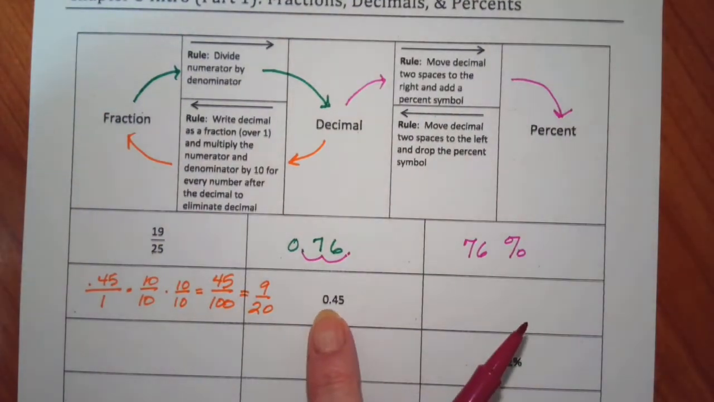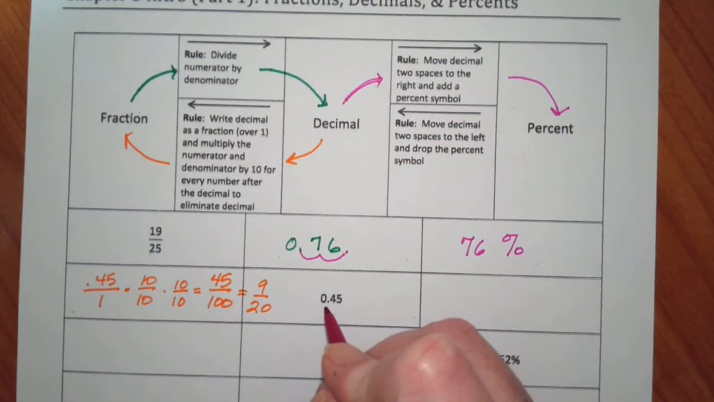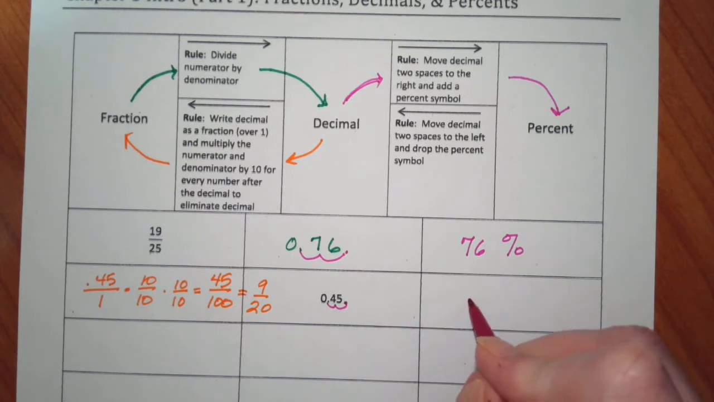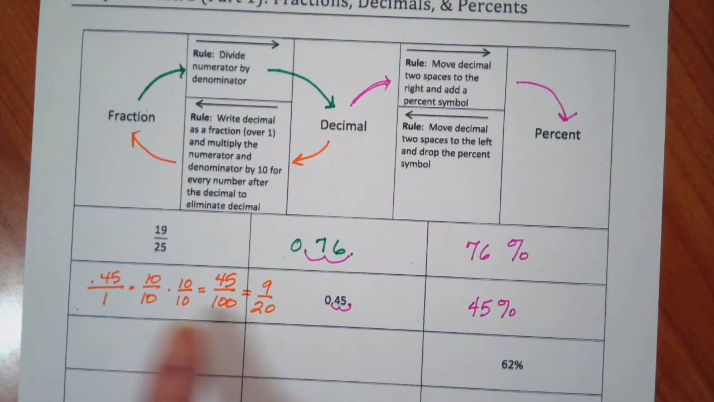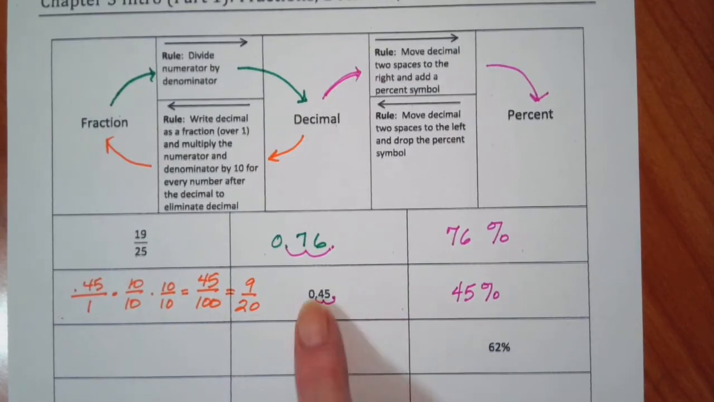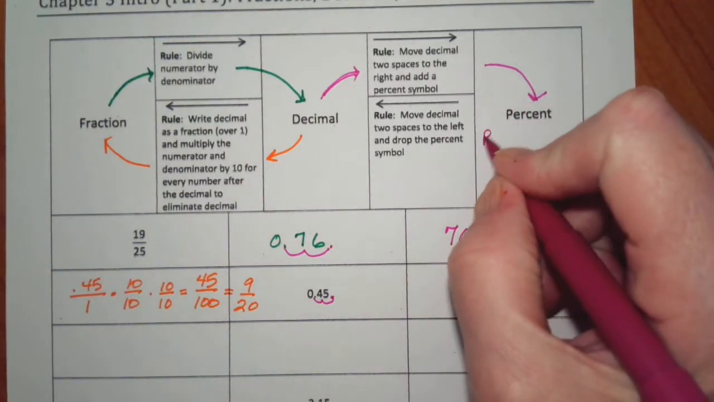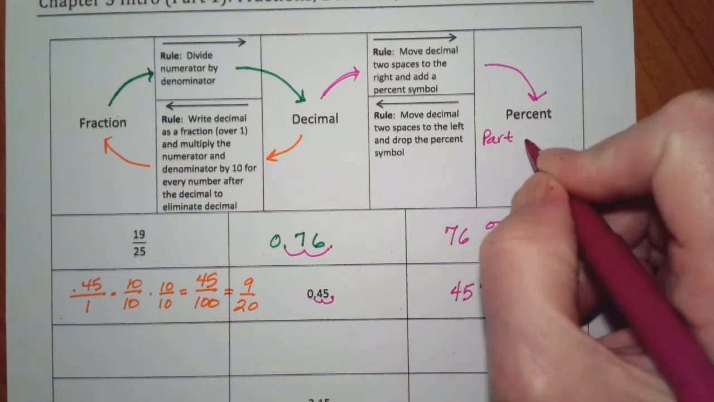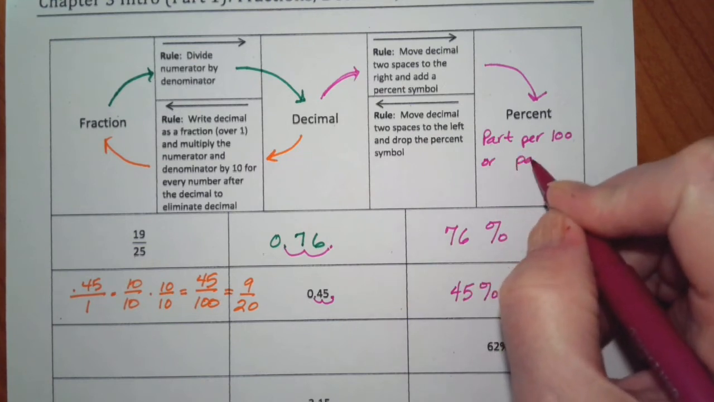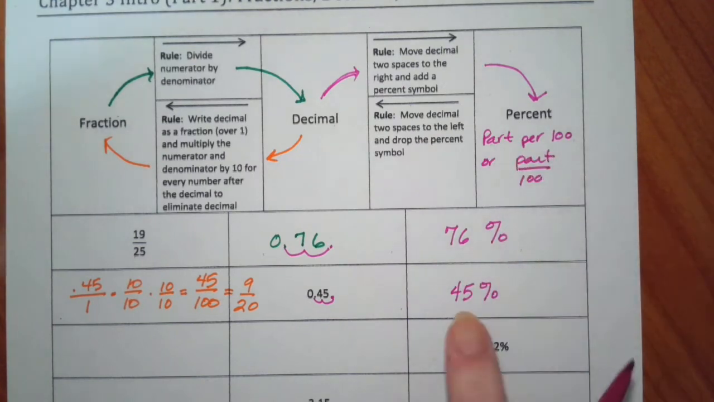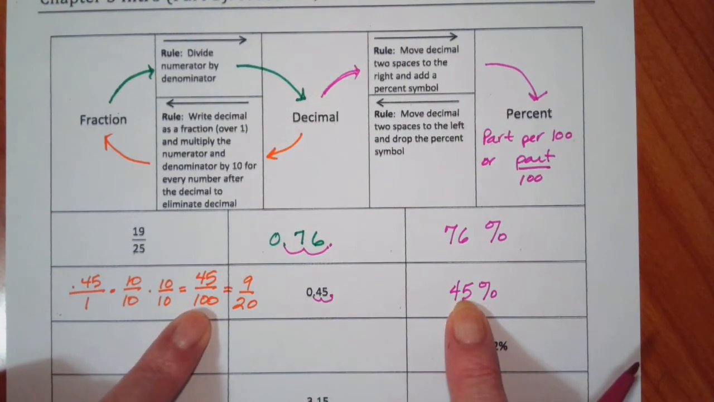Then, like we did before, if I want to take this and turn it into a percent, I will follow this rule here. I will move this to the right 2 places, and this becomes 45%. Now, going from here to here, what I do mentally is I turn it into a percent first, because percent means part per 100. So once I get it into a percent, then I know whatever this number is over 100.